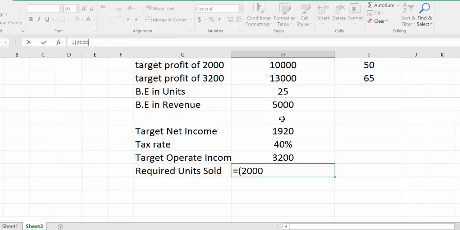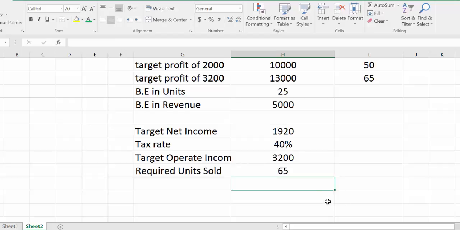In this case, all the conditions remain the same. So it's still 2,000 total fixed cost, and we have 3,200 target operating income. Then the quantity divided by $80 per unit. So Emma must sell 65 packages to earn a target net income of 1,920.